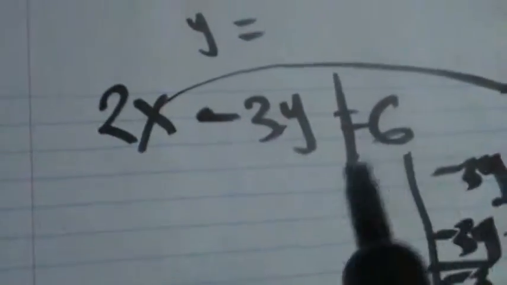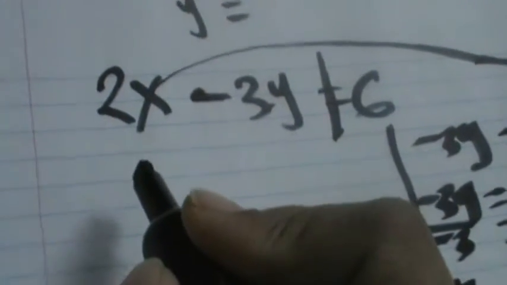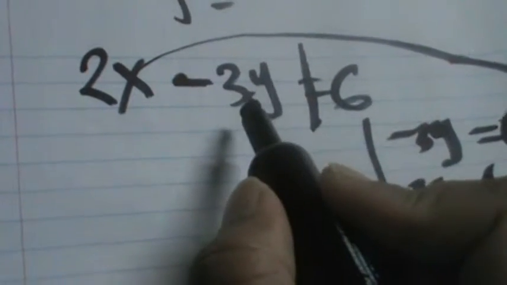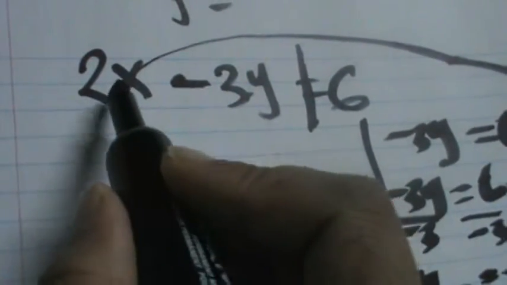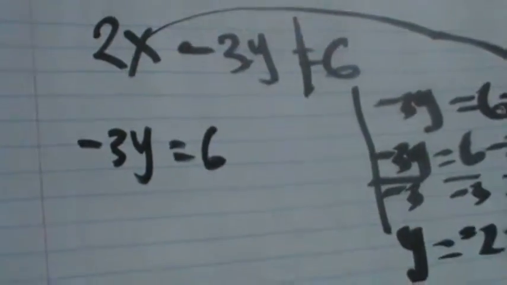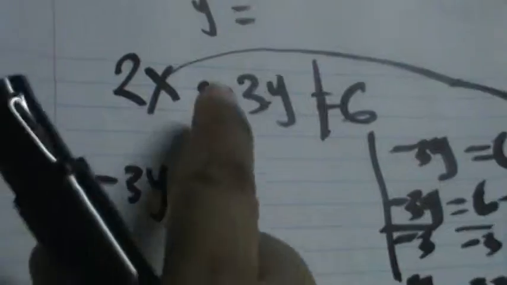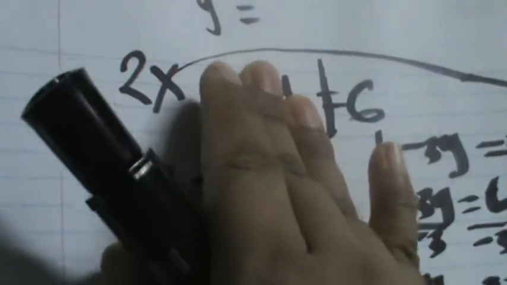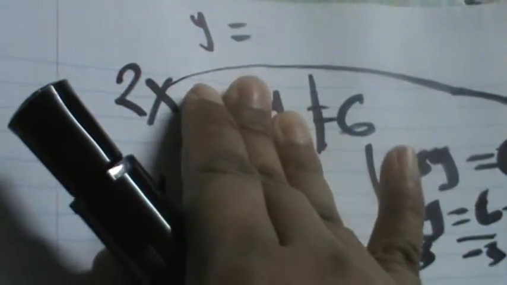But if I was not comfortable with this method, moving things over, how would I do it? The method here is called the x-y intercept method. What I usually do is, to find the y-intercept, substitute x with 0. 2 times 0 is 0, so I cover this up and write negative 3y equals 6. That's how you find your y-intercept. How would you find your x-intercept? Substitute y with 0. 3 times 0 is 0, so that wouldn't make any difference. So I cover it up and write 2x equals 6.